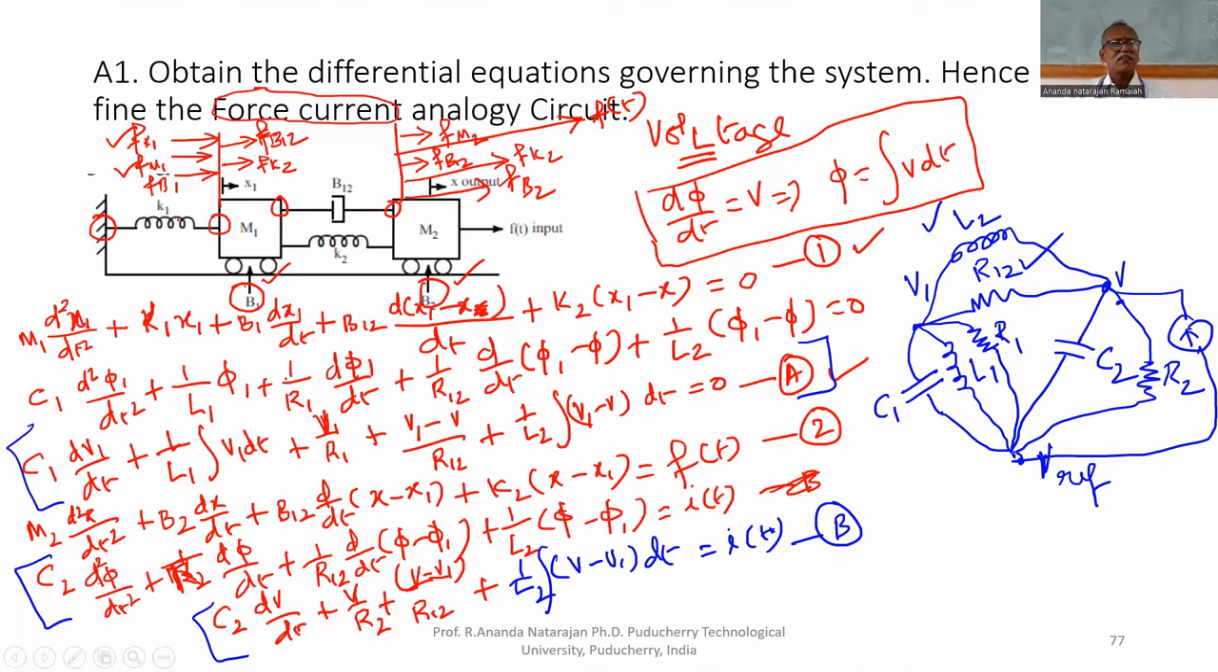If you want to present it neatly, redraw the circuit. Otherwise, it's correct as it is. But you should mark the nodal voltages V1, V and the reference. If you mark them, then it's correct. If you redraw the circuit and don't mark them, then also it is correct. There is no need to mark the nodes in the redrawn circuit. But here you should mark the nodes V1, V. This is one node, this is another node, and this is the reference node.